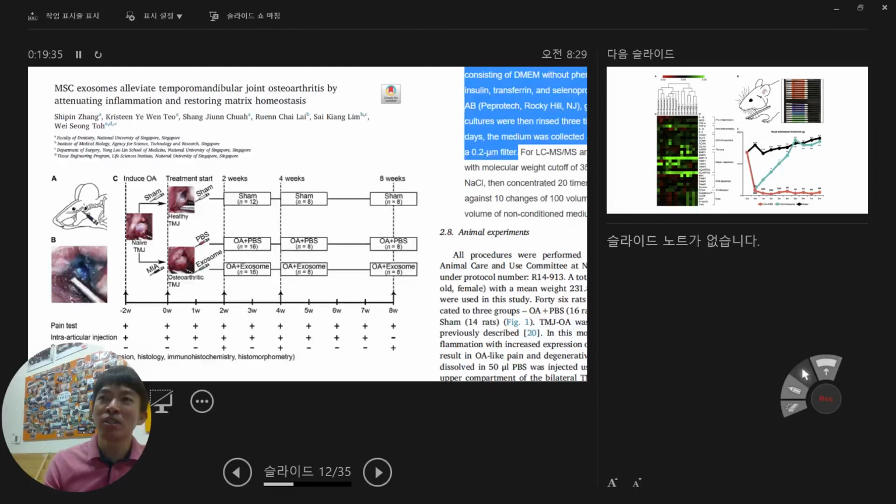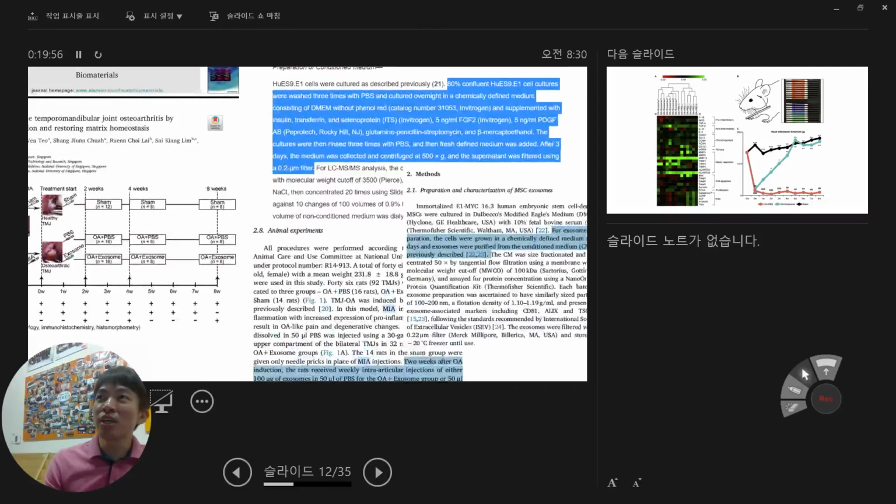Yeah, Dr. Rajendra, you like MIA. And we are using CFA. But after induction of 2 weeks, they inject PBS or exosomes from MSC. At each time point, they sacrifice and analyze. So how did they collect the exosomes?